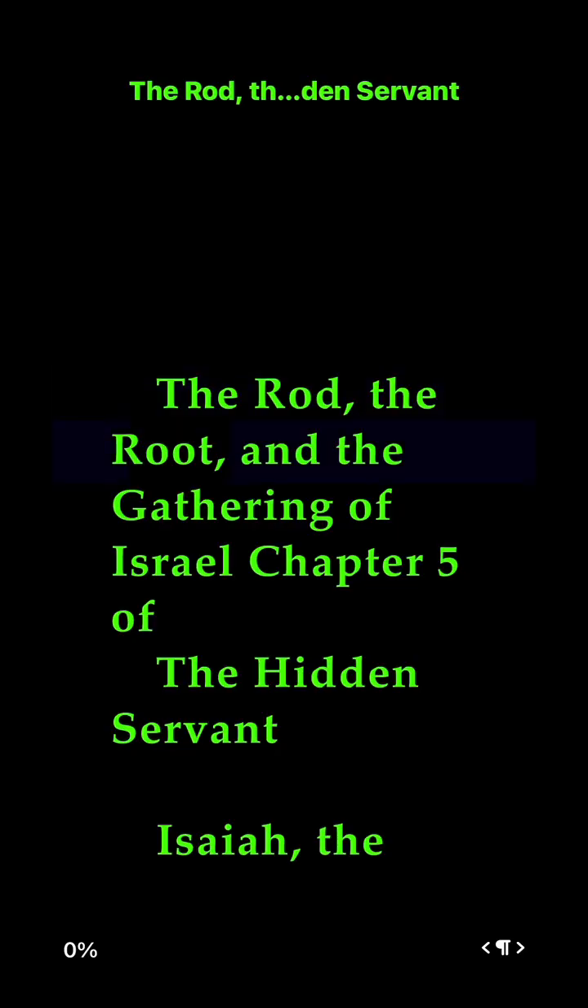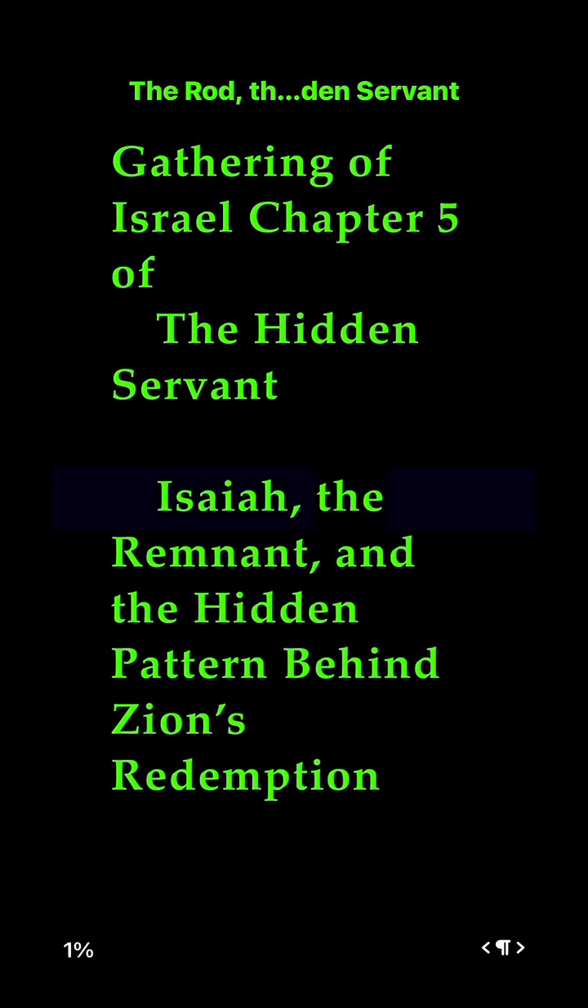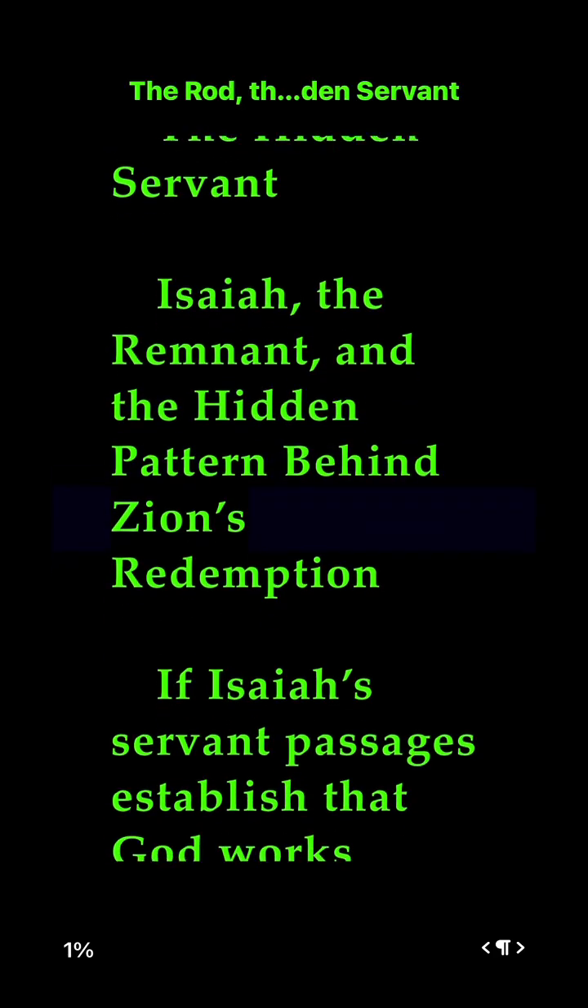The root, and the gathering of Israel. Chapter 5 of the hidden servant. Isaiah, the remnant, and the hidden pattern behind Zion's redemption.